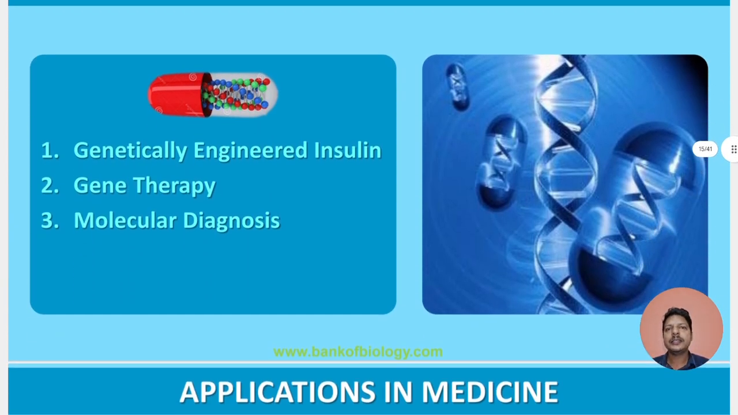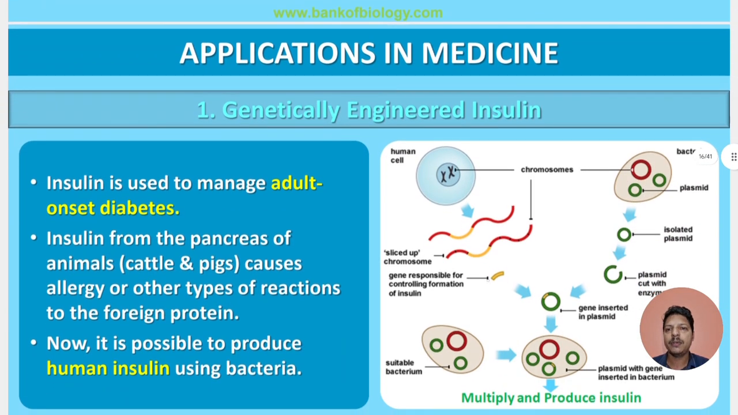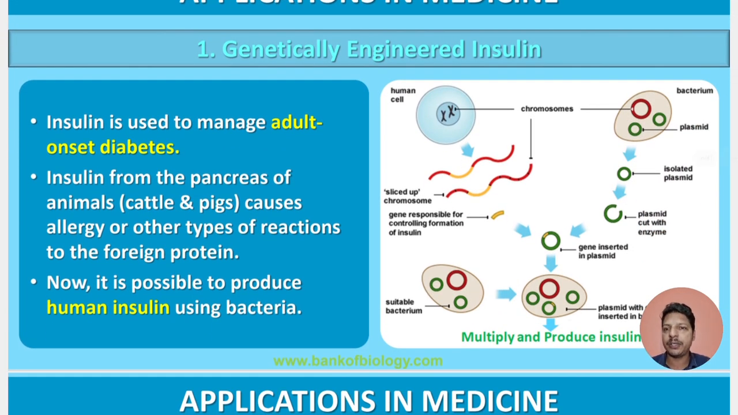First, you can see where we apply this biotechnology in medicine, that is genetically engineered insulin, gene therapy, and molecular diagnosis. First of all, genetically engineered insulin. Insulin is used to manage adult onset diabetes. Insulin from the pancreas of animals, cattle, and pigs, causes allergy or other types of reactions to the foreign protein. Now it is possible to produce human insulin using bacteria.